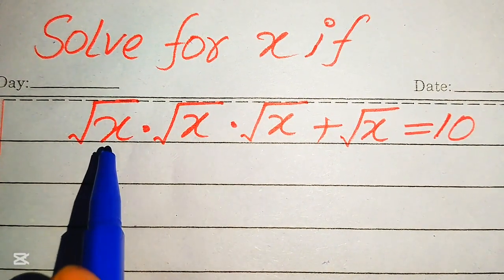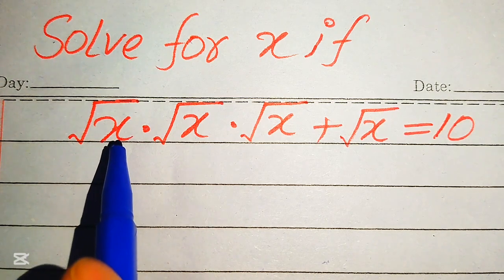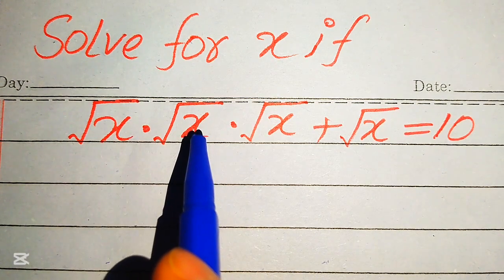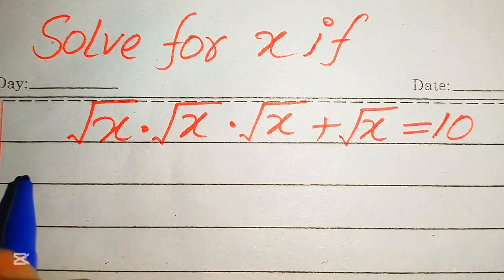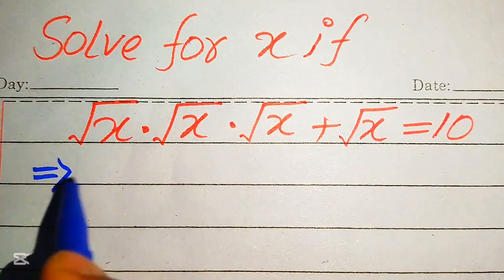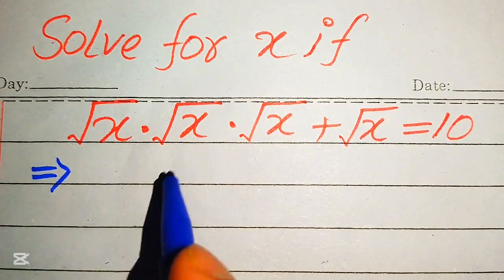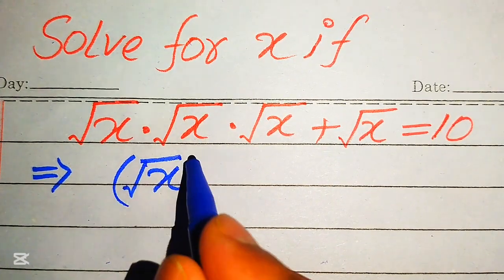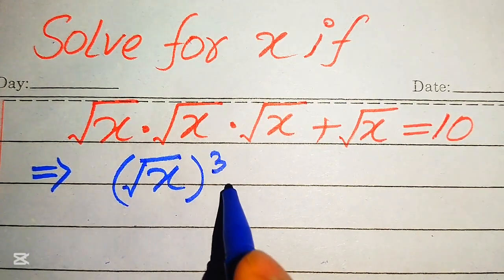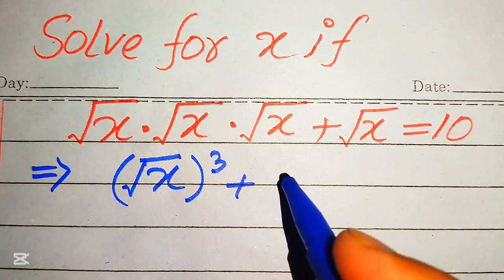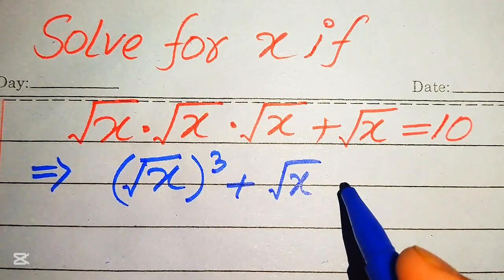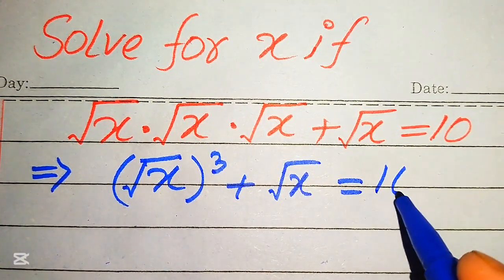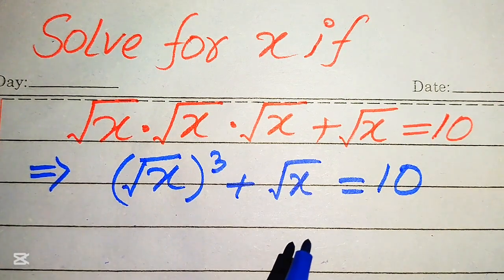Here we know that if any number is multiplied by itself 3 times, we write it in its cubed form. So here you see that we have the square root of x multiplied 3 times, so we write the square root of x as its whole cubed, plus here we have the square root of x, and this whole equation equals 10.